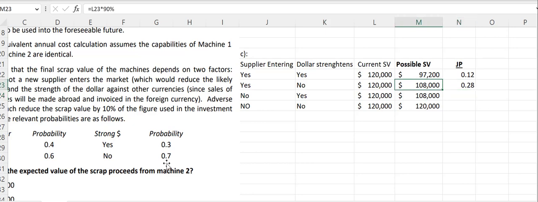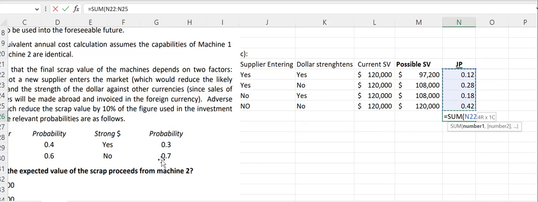So there's a 28% chance that we might be getting this scrap value. And then we have no, yes, this is 0.6, and we have yes, yes, 0.3, 18% chance. Then we have both no's together, 0.6 and 0.7, 0.6 into 0.7, that's 42%. So if you just add all these possible probabilities, the answer will be 1, as you know that the sum of probabilities will always be equal to 1.